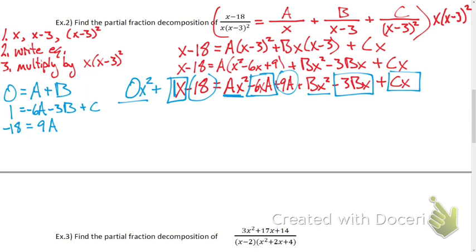Look at the third equation. We can just divide by 9, and we know exactly what A is. Negative 2. Then I can plug negative 2 into the first equation and get B pretty quickly. Then I can plug A and B into the second equation and get C.